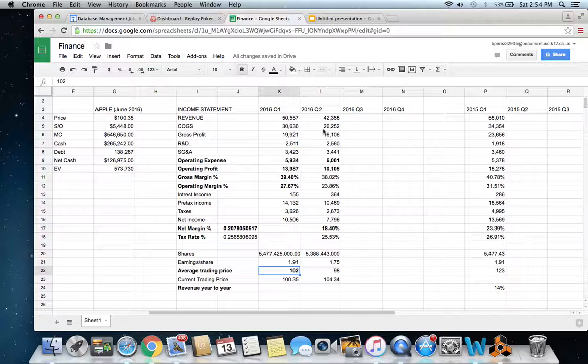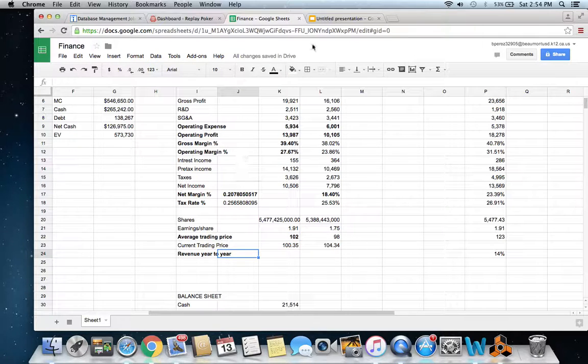So if we compare it to Q2, where all their stuff actually dropped big time. See, they went from 50,000 to 42,000, 30,000 to 26,000. Gross profits went down 3,000. You see, their average trading price dropped because people noticed that their financials dropped, so the value of the equity went down. I'm not saying it's right. An investor might say there's more potential or the market's wrong, and some people say the market's always right, but that's not always true.